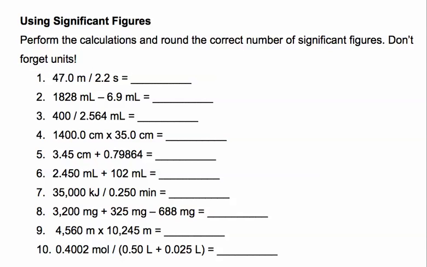So in number 1, we're doing 47 divided by 2.2. And we get 21.36 repeating. And since this is division, we know that we're going to have the same number of significant figures as the original number with the least. This one has 3 and this one has 2, so we're going to round this to 2 significant figures. We're going to have 21.